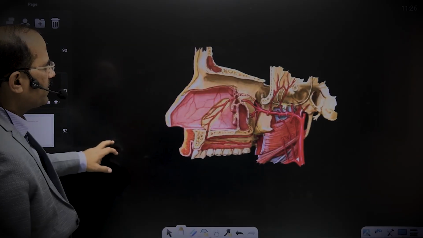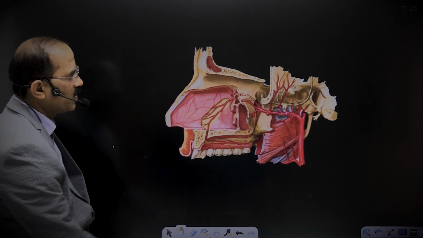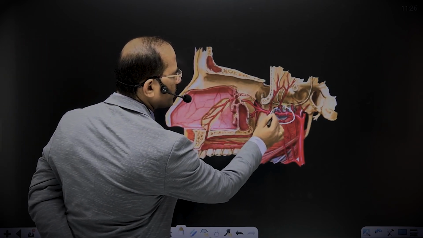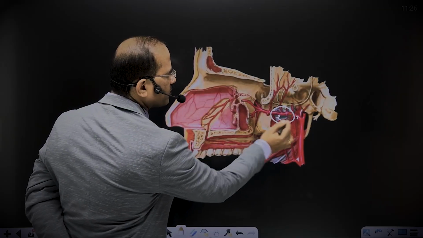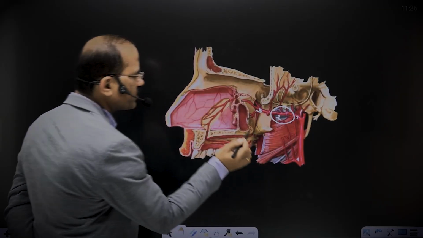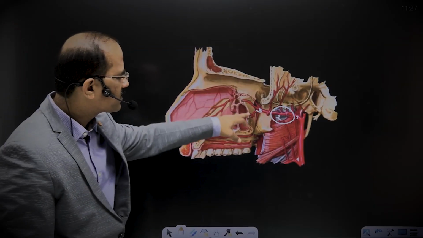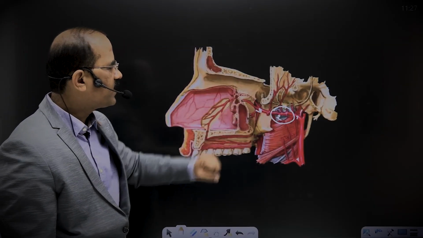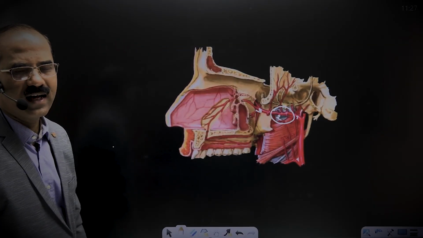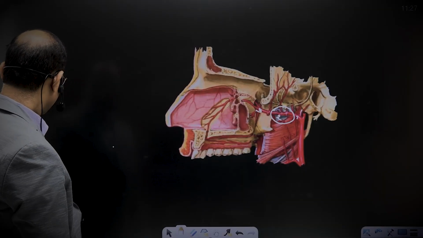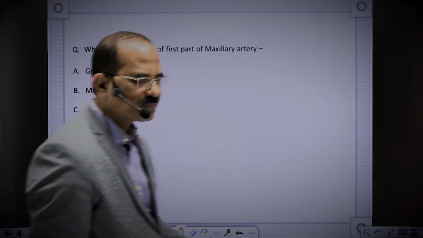Okay, look at this. So this is the part which lies on the lateral pterygoid. So that's the second part. That's the first part. And look at this third part, which is entering the pterygopalatine fossa, right? That's the maxilla. That's the pterygoid plate. That's the pterygopalatine fossa. The maxillary artery is entering into the pterygopalatine fossa. Is this clear?